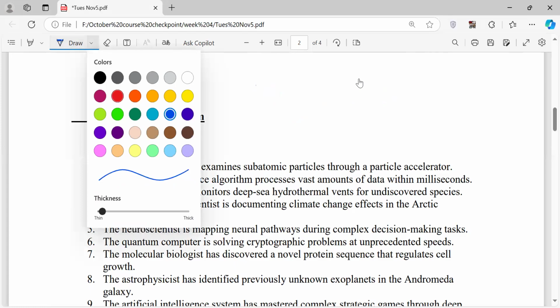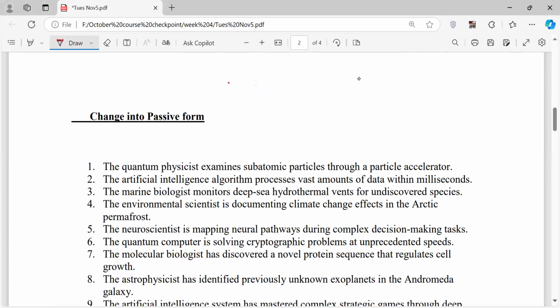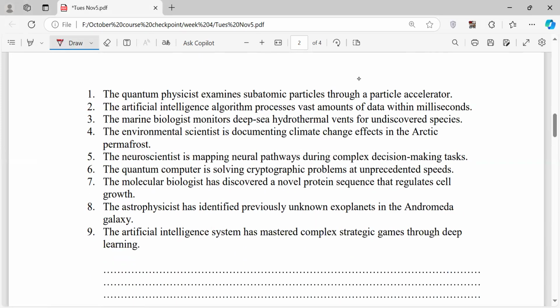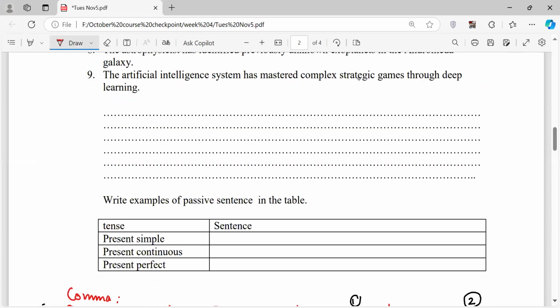You know the difference between active and passive? Do you know the difference? What do you mean by active and passive?